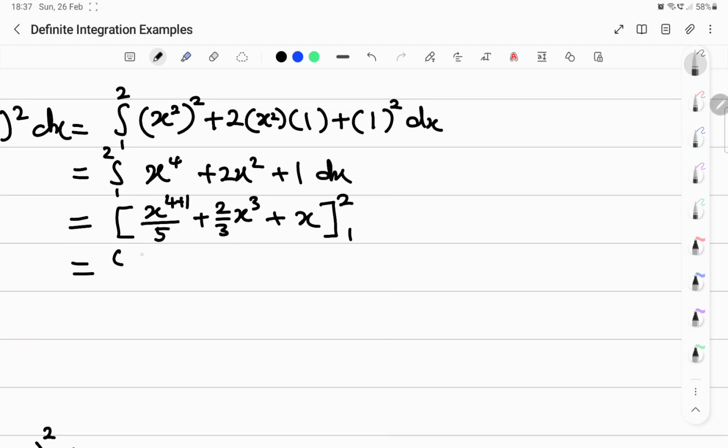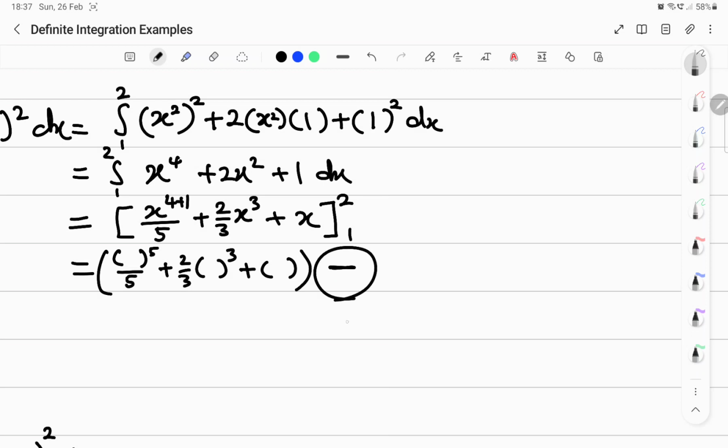So I start by making the empty bracket first. Power 5 plus 2 over 3 power 3 plus bracket. And then make another bracket, then a minus sign. This part is always minus. Never be positive in any way. It's always negative. And then, need to copy paste everything I've done in front and put them at the back.